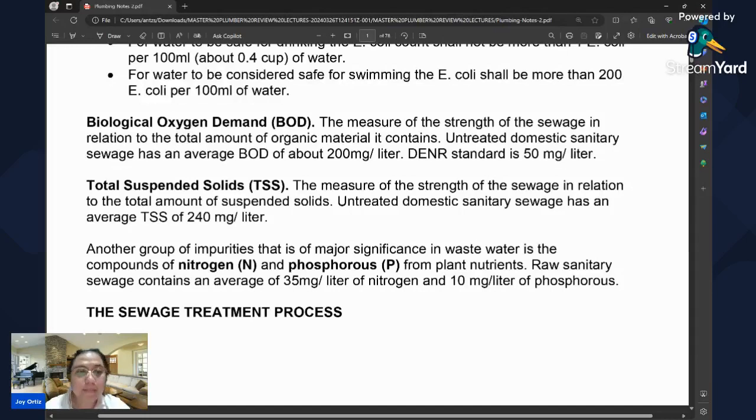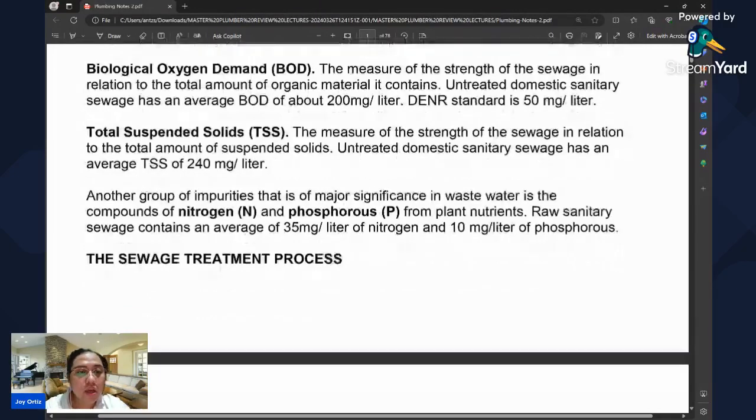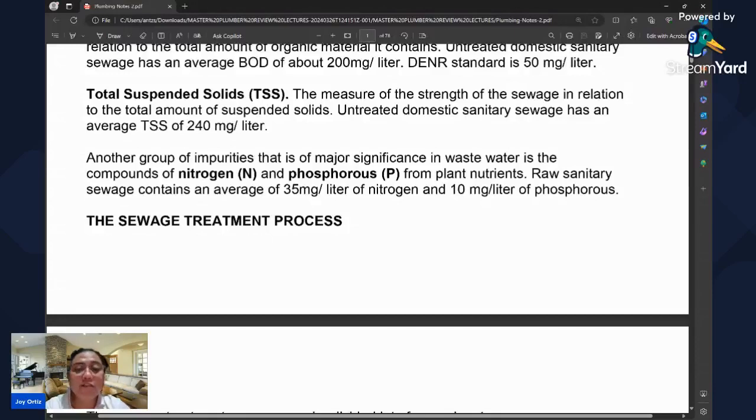Pag TSS, it means total suspended solids. And pag untreated siya, domestic sanitary sewage has an average of 240 milligram per liter. Okay? So, another group of impurities that is of major significance in wastewater is the compounds of nitrogen and phosphorus, the plant nutrients. Raw sanitary sewage contains an average of 35 milligram per liter of nitrogen and 10 milligram per liter of phosphorus. Okay.